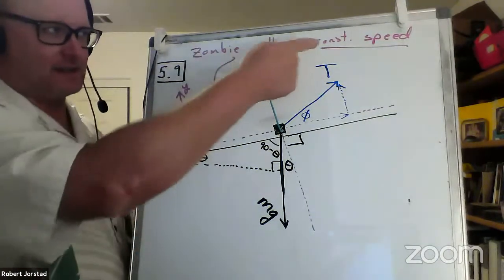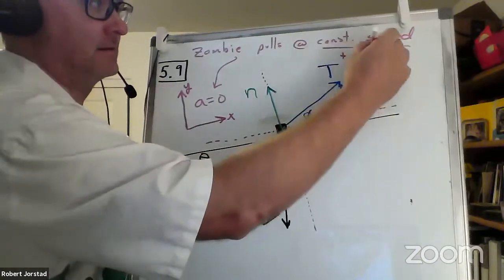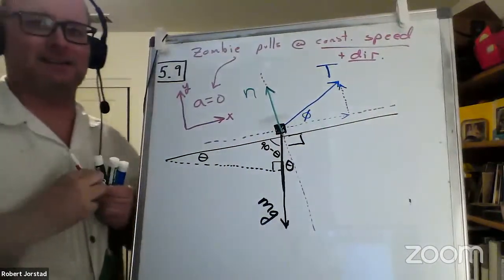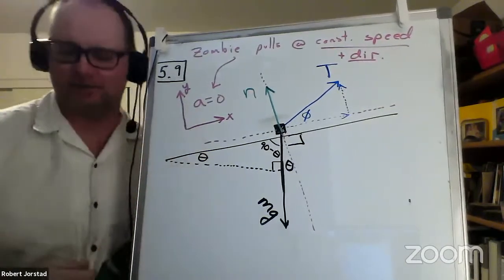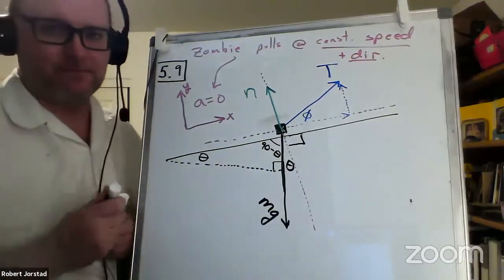So this constant speed and direction means constant velocity. Constant velocity, not constant speed, is what really means acceleration equals 0. All right, that's cool. All right, so that's good.